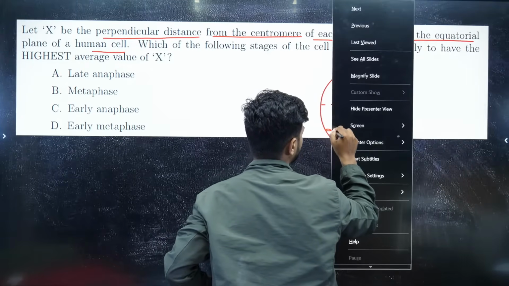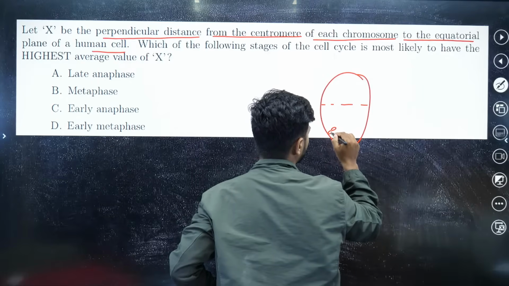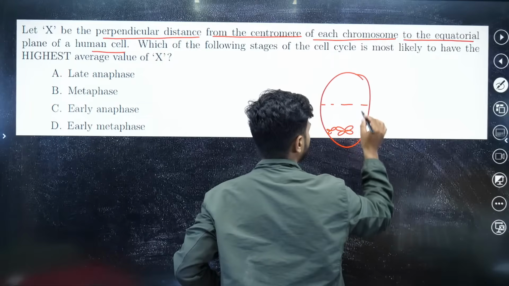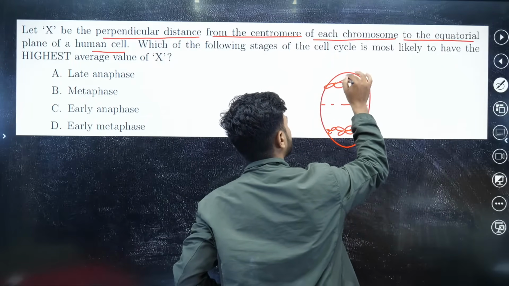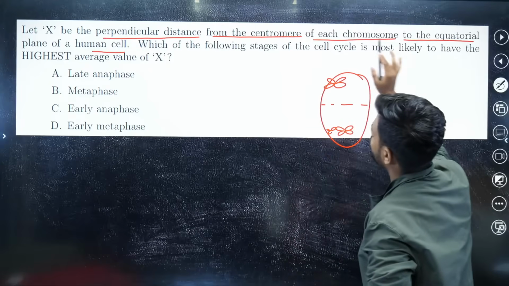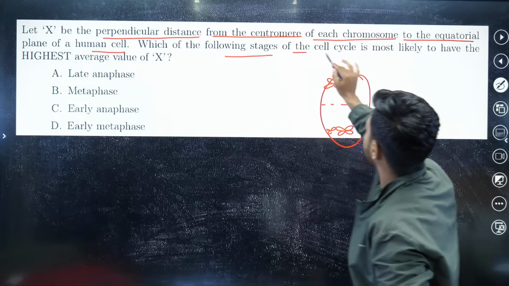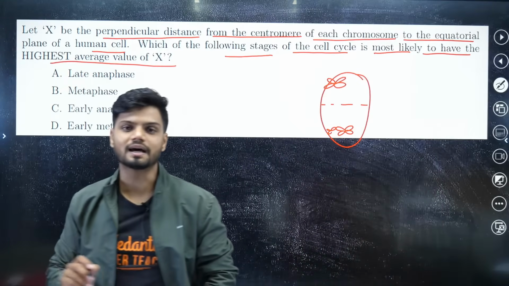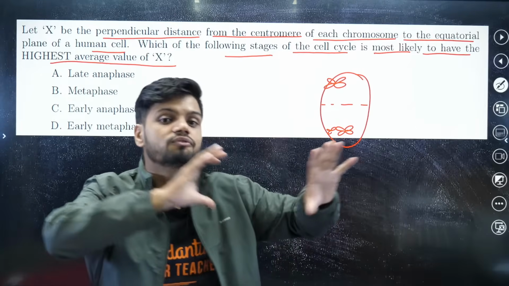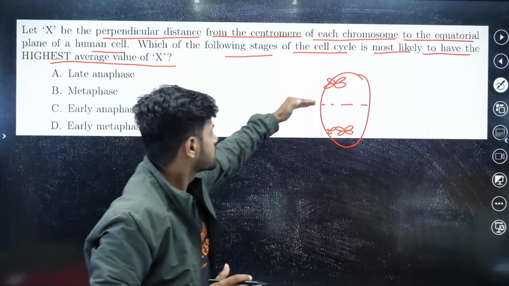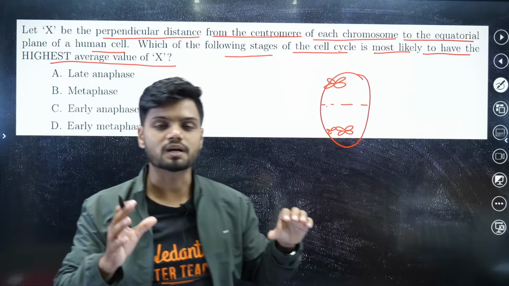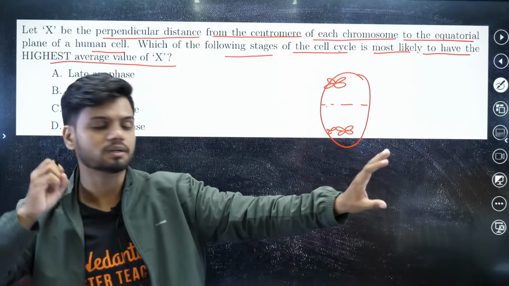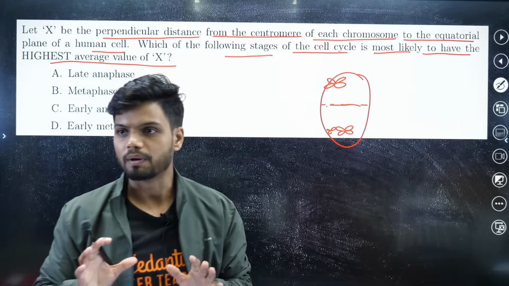Imagine there is a chromosome here. Chromosomes are here. They're asking you, which of the following stages of the cell cycle is most likely to have the highest average value of X? The meaning is, which chromosome is at the furthest distance from the central plate? In which particular phase of the cell cycle is the centromere away from the equatorial plane?